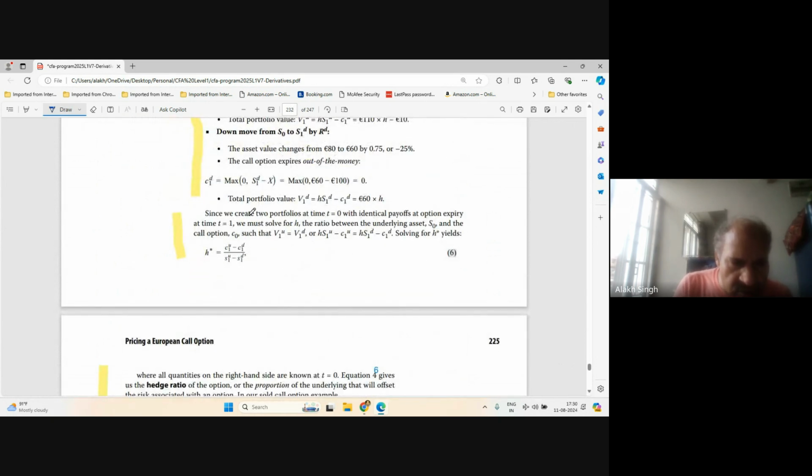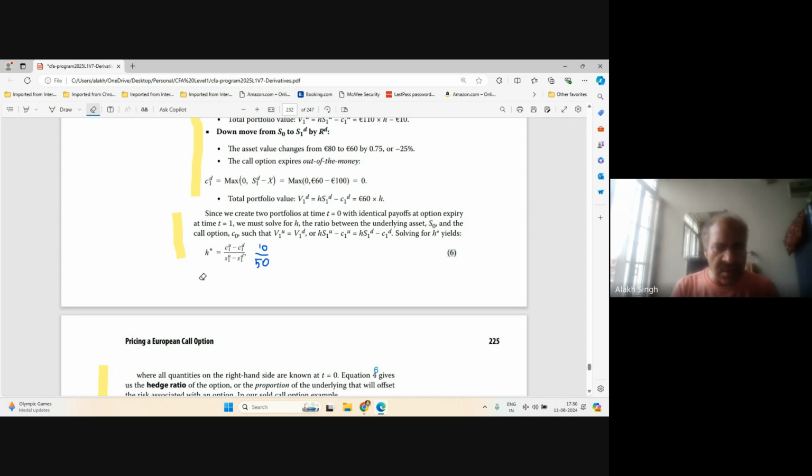So here, C1U minus C1D is equal to 10. And S1U was 110. How much was S1D? 60. So 110 minus 60 is 50. So 10 divided by 50 is equal to 0.2. That is the hedge ratio, or H star. So this H star is the hedge ratio.